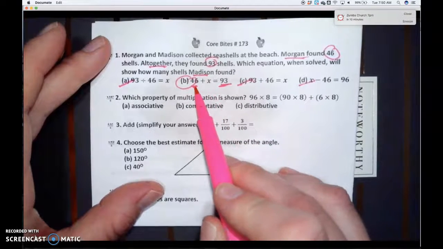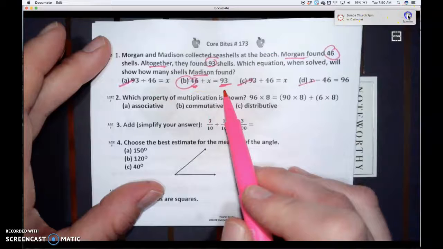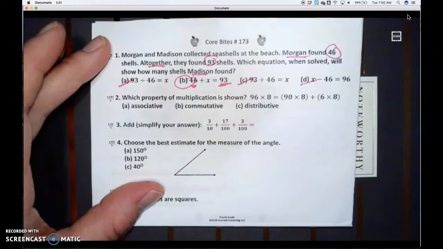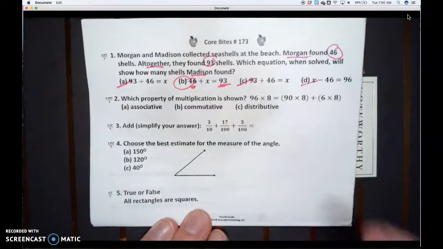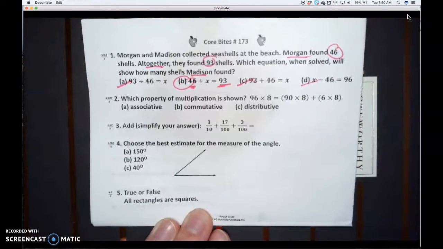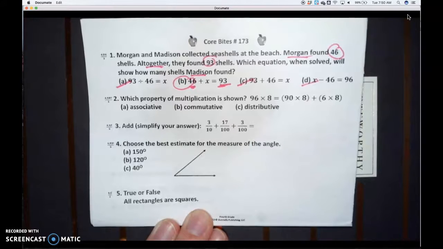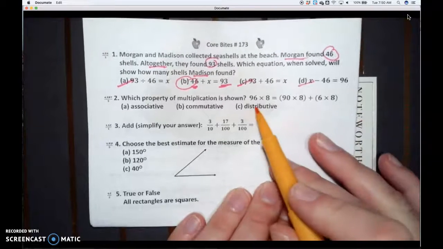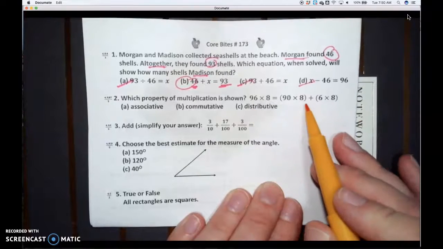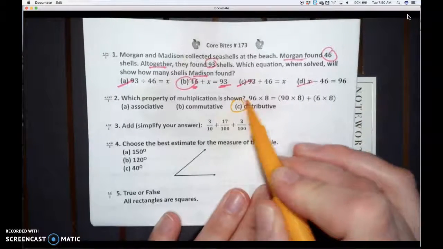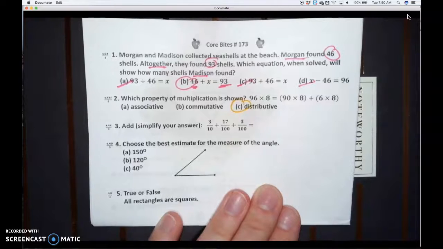of 93 shells, okay? All right, for number 2, which property of multiplication is shown? 96 times 8 equals 90 times 8 plus 6 times 8. So if you notice, guys, the numbers are broken apart. You go from 96 to 90 and 6, multiplying both times 8. That's your distributive property. You're distributing that number separately, okay?